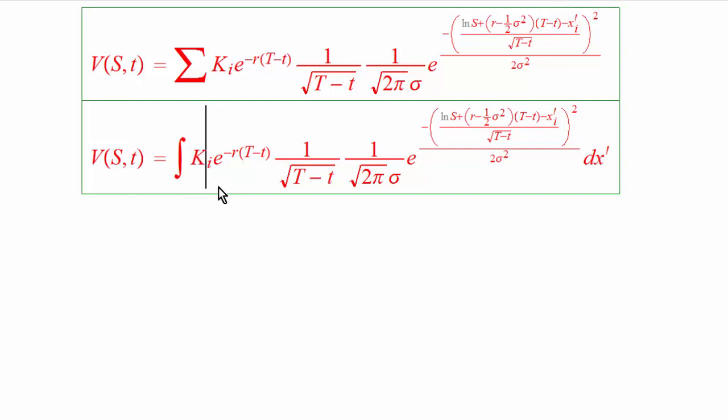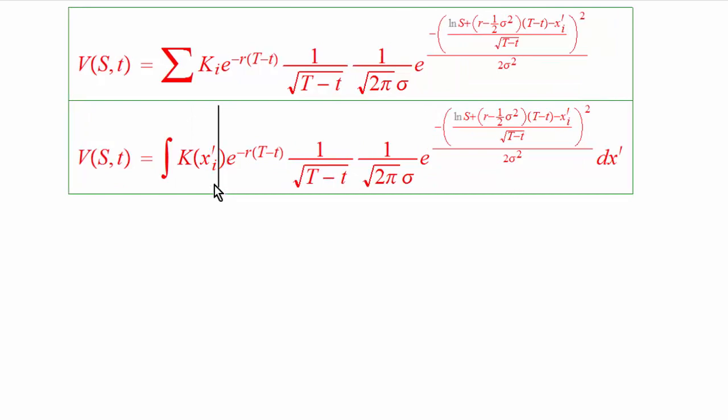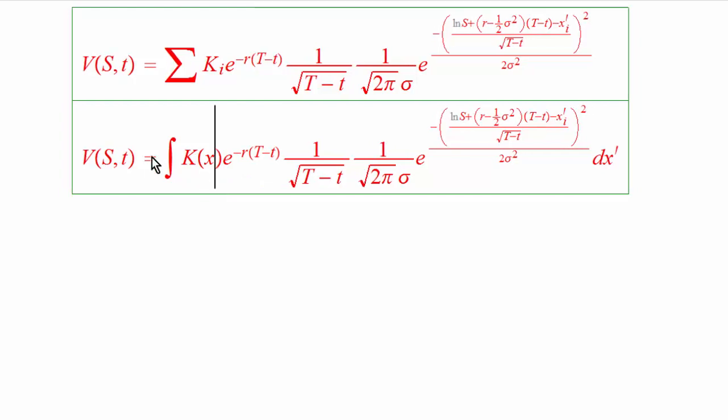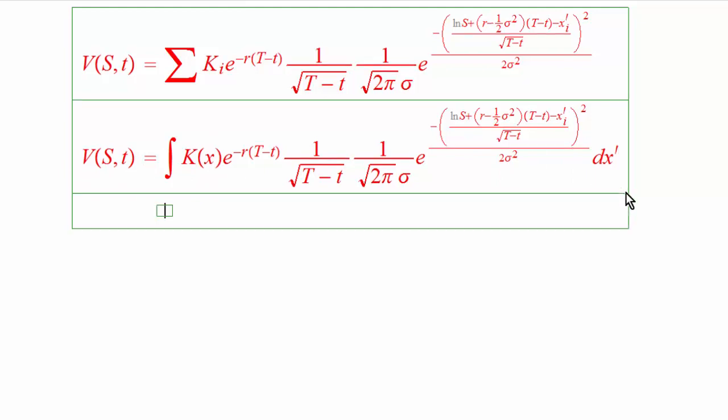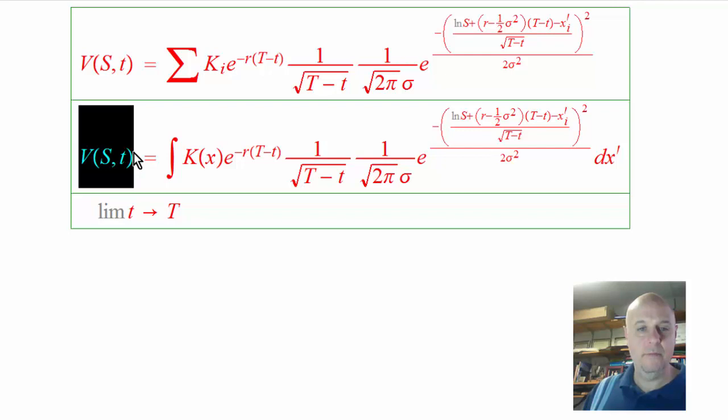I still have these k's. These k's are now dependent on whatever x prime we're dealing with. So now I've got an integral that solves the equation. What I really need then is this limit. I need the limit when t goes to the expiry time. I need that limit of this function.